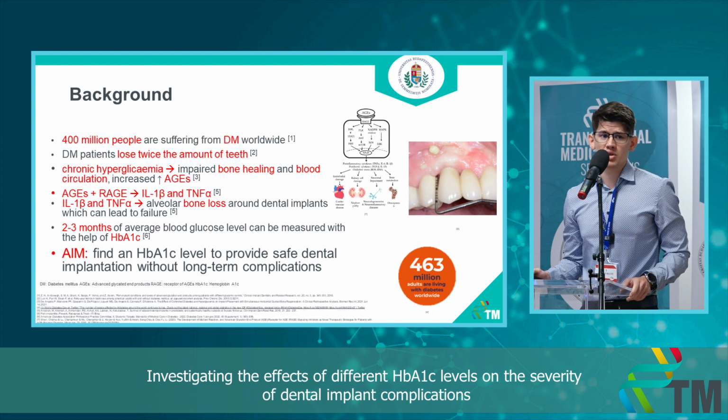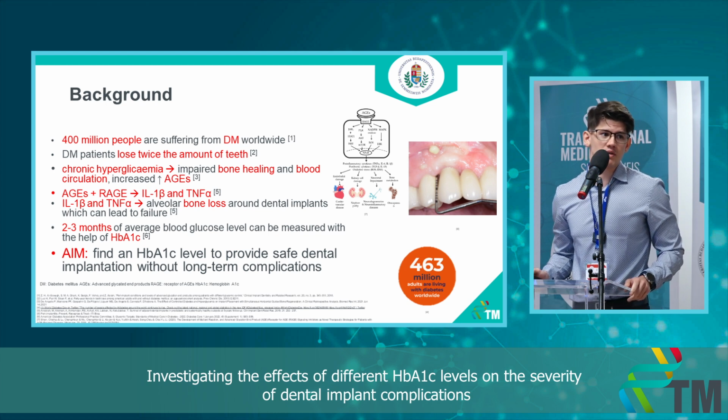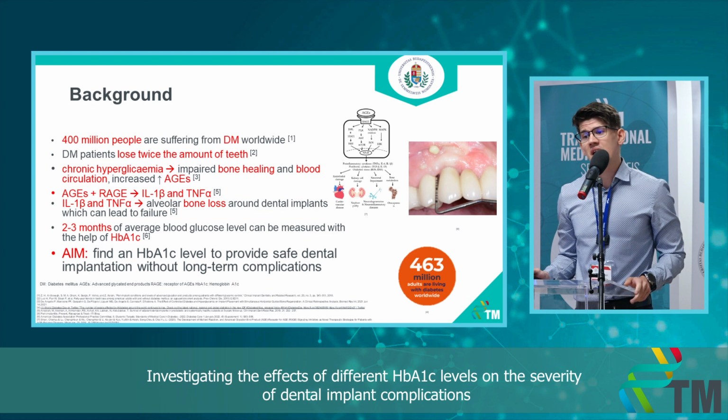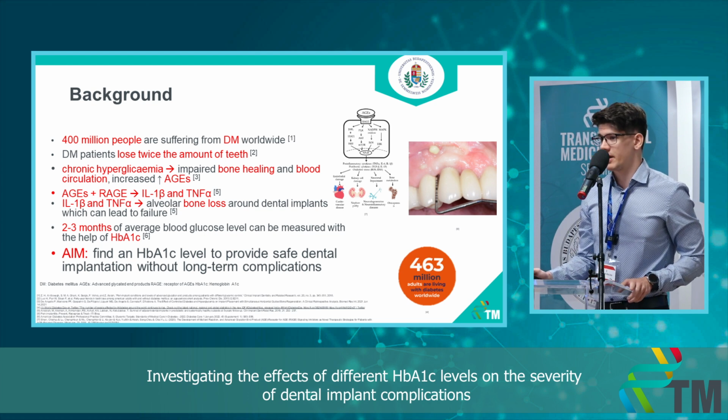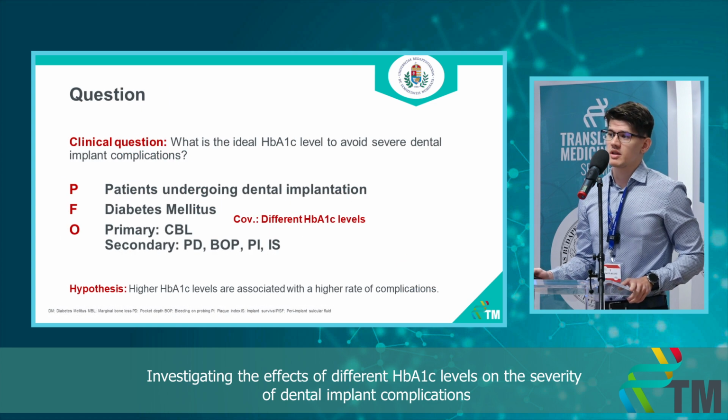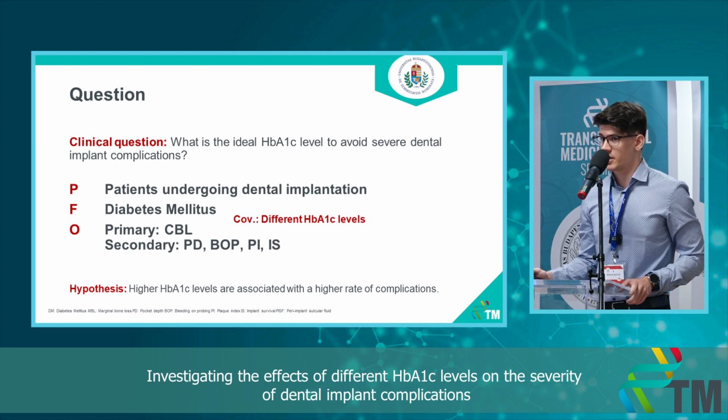We can measure a patient's average blood glucose levels over the last 2 to 3 months with the help of HbA1c. Therefore, our aim was to find an HbA1c level adequate to provide safe dental implantation without long-term complications. In order to answer our clinical question, we used the PFO format. Our population consisted of patients undergoing dental implantation. The prognostic factor was diabetes mellitus, and we used different HbA1c levels as covariates. Our main primary outcome is crestal bone loss, and one of our most important secondary outcomes is implant survival.